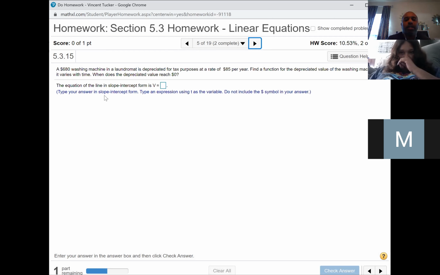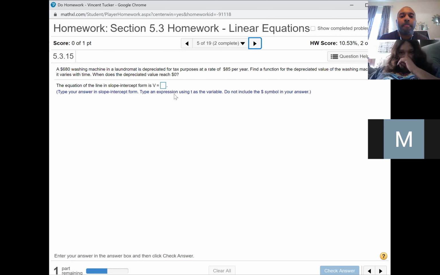A $680 washing machine in a laundromat is depreciated for tax purposes at a rate, and depreciated means subtraction, it means it's going to decrease, at a rate of $85 per year. Find a function for the depreciated value of the washing machine as it varies with time. When does the depreciated value reach $0? So the equation, V is our value.